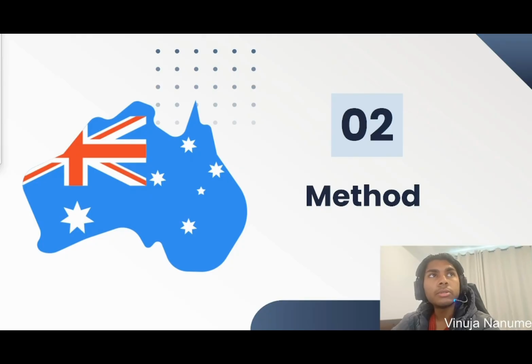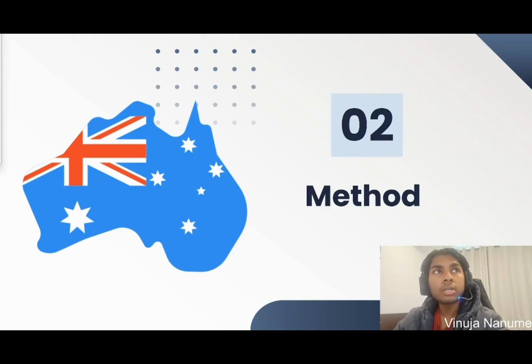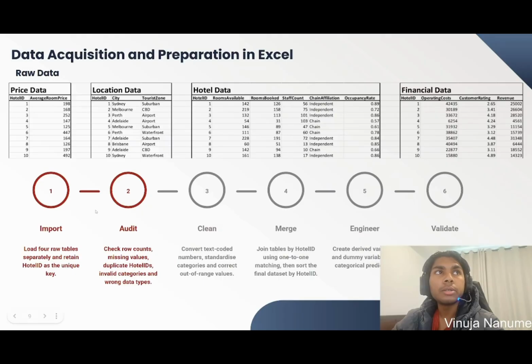Alright, as our goal is to create a multiple linear regression model for predicting average room price based on three predictors, as per the requirements of our client, Rusab and I will now explain the methodology behind it. Due to our heavy workload, the questionnaire design and data collection were outsourced to a survey company. However, the raw data came back in 4 separate tables: price, location, hotel, and financial data. So our first task was to prepare the data for analysis.